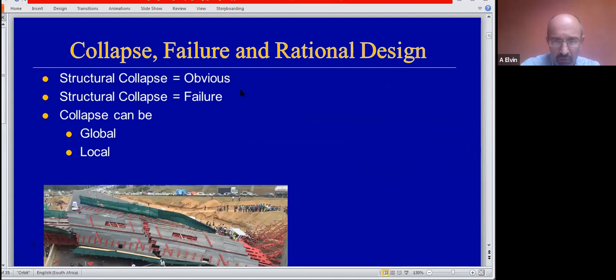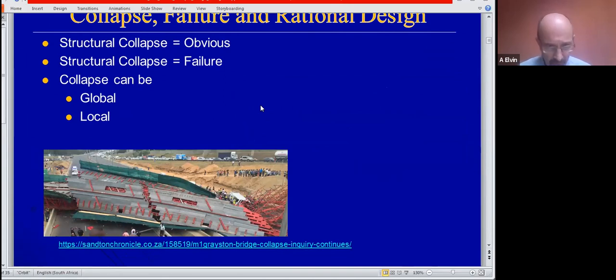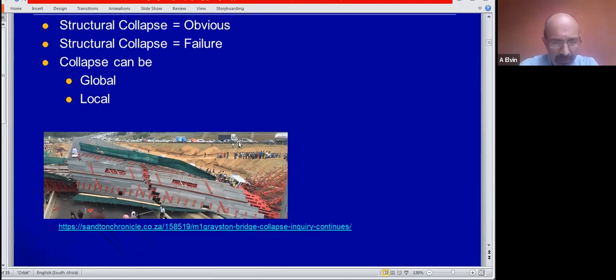So I wanted to show you this photograph where clearly a collapse has occurred, where the temporary works have fallen over onto the M1, an unfortunate accident, an unfortunate structural collapse. And you can see here that there is gross movement and there's no question that the structure has collapsed. And we can say that it has also failed, but fundamentally everybody understands that this structure has collapsed. The collapse here is global in nature. If a portion of the structure were to collapse, you would say it's local collapse.